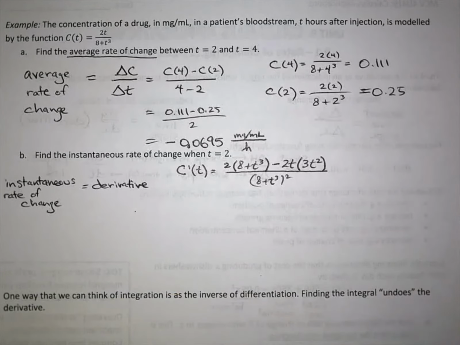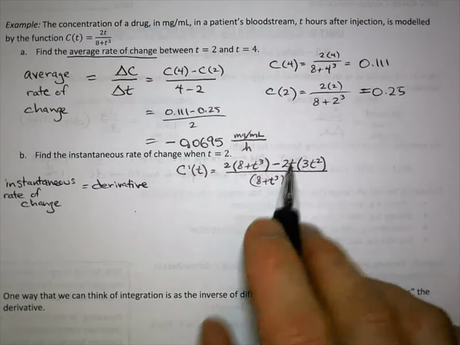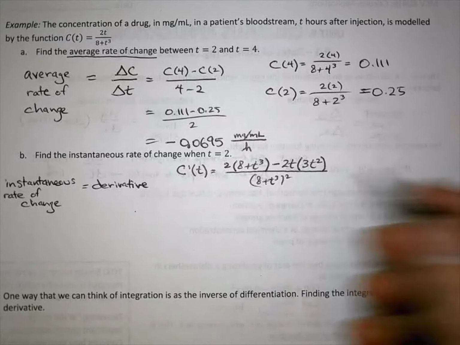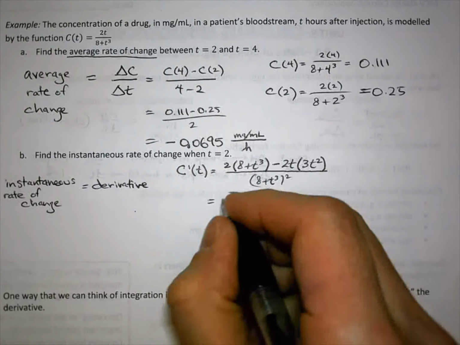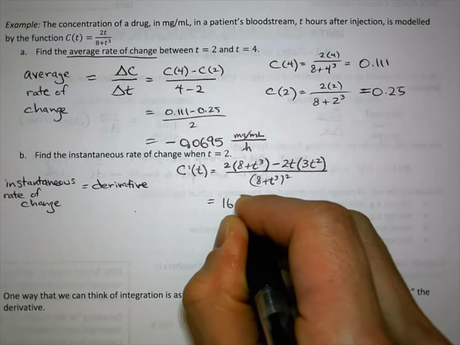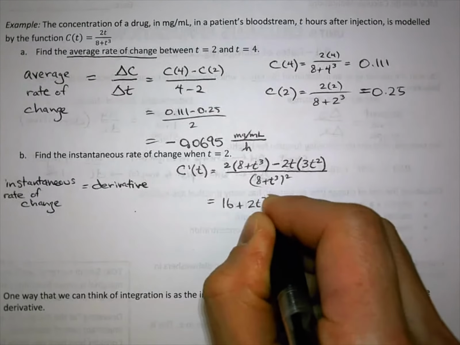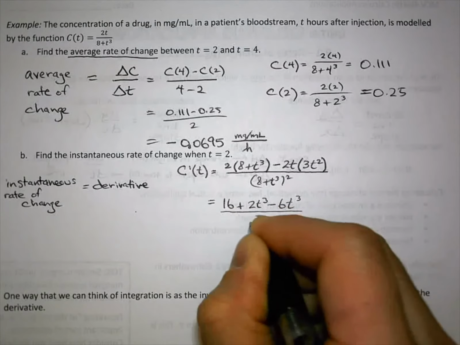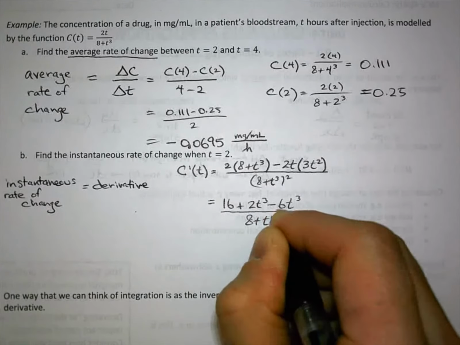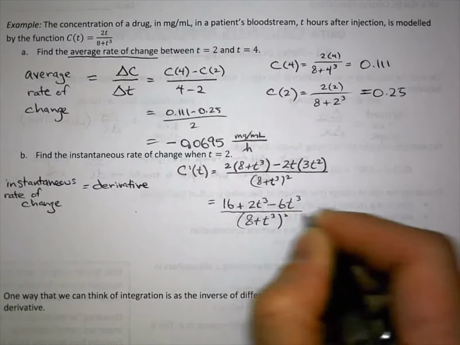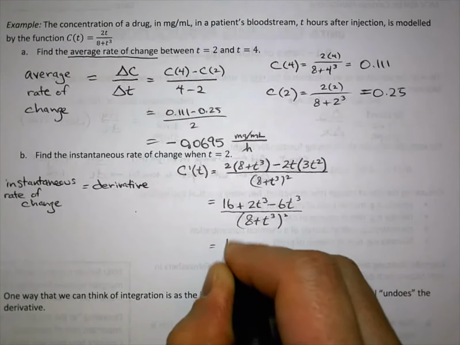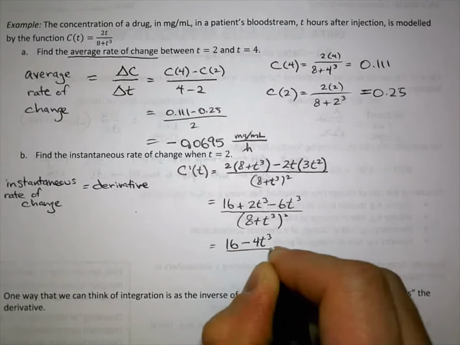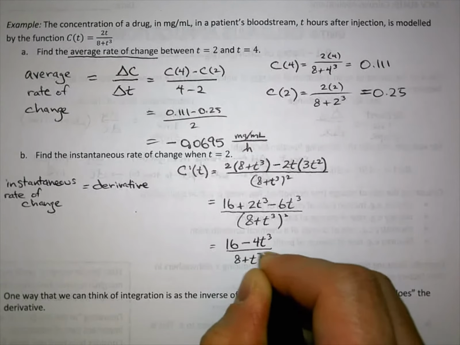There's probably a marginal call here to make because subbing in 2 now, it's very messy. So I'm going to do a little bit of cleanup, but I'm not going to overdo it because I'm eventually going to have to go to the calculator. So I have 16 plus 2t cubed minus 6t cubed over 8 plus t cubed all squared. And this is easy to simplify even some more. 16 minus 4t cubed over 8 plus t cubed all squared.